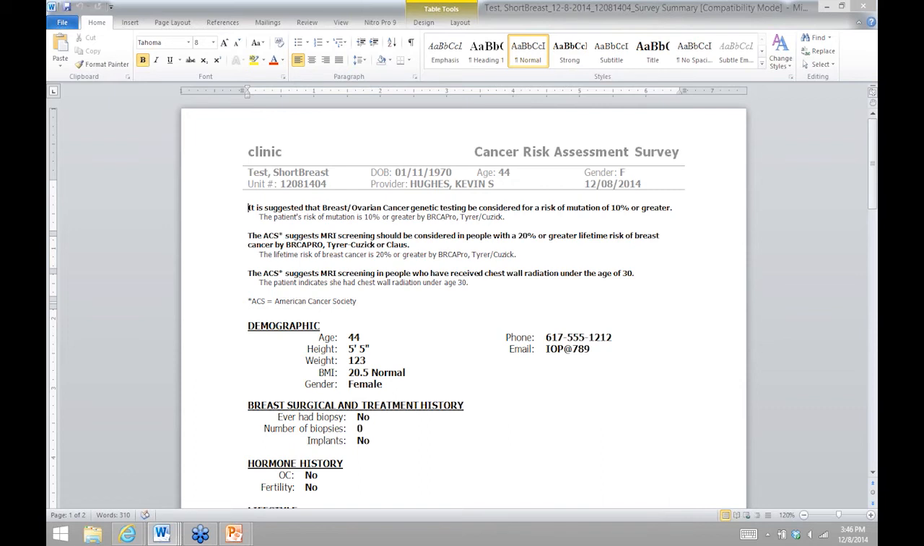So at the top of the printout, this patient is suggested for genetic testing for breast ovarian syndrome, because she's over a 10% risk of mutation. That's a threshold we happen to choose, but that's negotiable. She's eligible for MRI screening. She's over a 20% lifetime risk by BRCAPRO or Tyrer-Cuzick. And she also needs an MRI because she's had chest wall radiation under the age of 30.